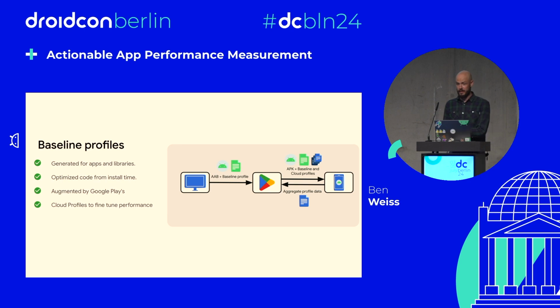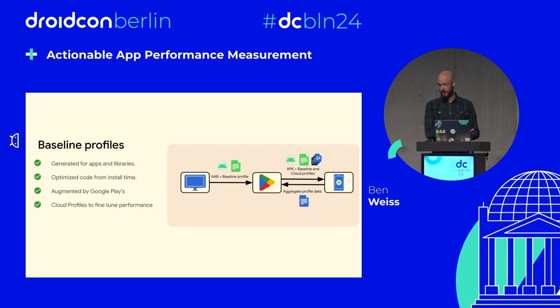For baseline profiles, just back to that, why this is super important is you can use it for your app or for your library. If you're a library developer, you can generate a baseline profile, and that will be consumed by the library consumers as well. So all your major API calls can be put in a baseline profile, and the users of your library will profit from that as well. It optimizes the code from the install time. That means as soon as the user opens the app for the first time, your app will run as smooth as you want it to be.